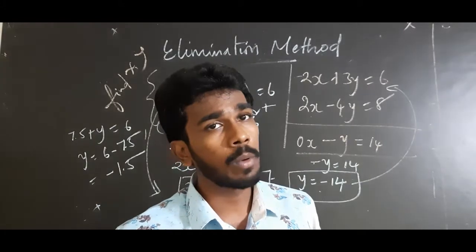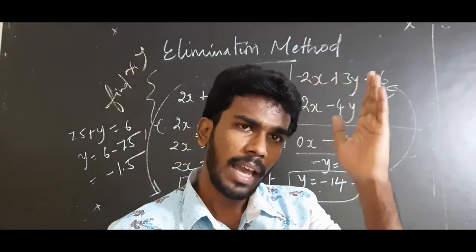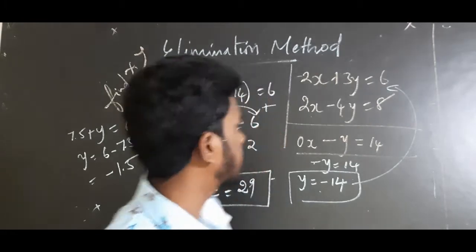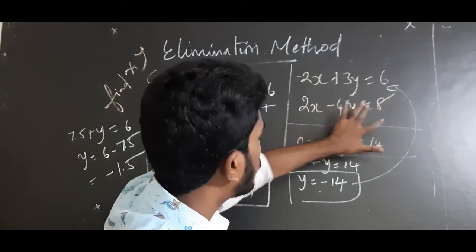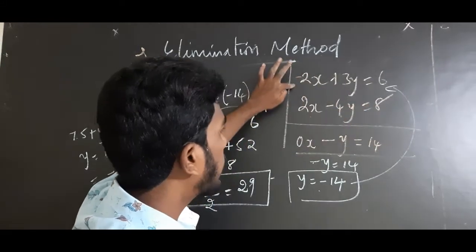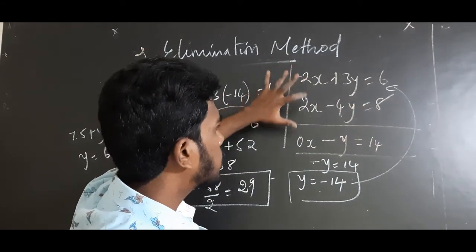Simply I am adding two equations. If I simply add them, I can get rid of any one of the variables. I can remove any one of the variables. So 2x plus 3y equal to 6, 2x minus 4y is equal to 8. This is a minus 2x. So normally if I add minus 2x and 2x, it will go.